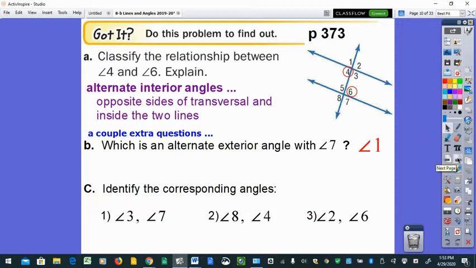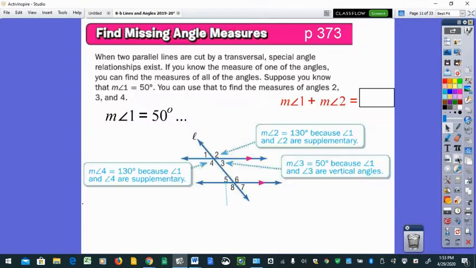So there's the vocabulary lesson tying in with the picture. Now let's talk about how we find missing measurements when we know these relationships. If we look at this picture, the first thing I notice is I have 2 parallel lines. Those 2 little magenta triangles tell me these are parallel. Here's my transversal. And I've been given that angle 1 is 50 degrees. You can use that to find the measures of angles 2, 3, and 4.